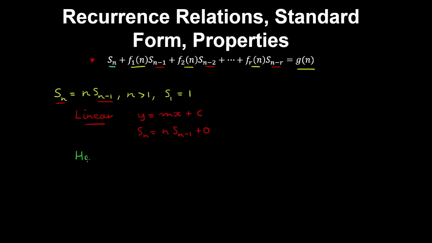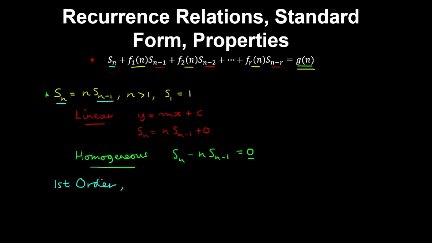And the other property is whether the recurrence relation is homogeneous. So if we write the recurrence relation in the standard form, we have Sn minus n times Sn minus 1 is 0. So as we can see, the right hand side here is 0, so therefore this recurrence relation is homogeneous. And the other property is order. So this recurrence relation is first order because the term Sn depends on one previous term, and therefore this first order recurrence relation has one initial condition.